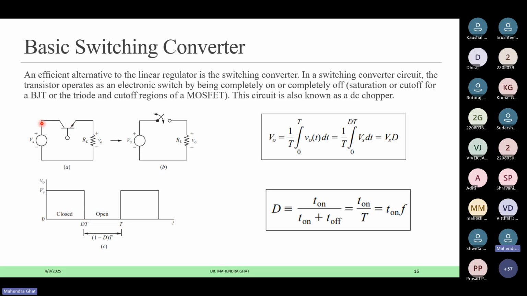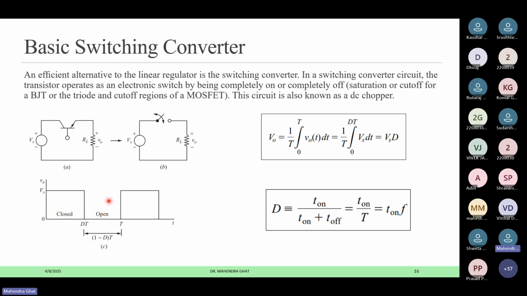So when it is turned on, what will happen? It will get connected to this, so you will get whatever Vs voltage is there. That will be applied across the VO or the load. So here you will get the Vs. This is the waveform you are getting when this switch is closed. Now if I open this switch completely, there is no path for the current to flow, so there will not be any voltage applied across this one. So this is the closed position and this is the open position.